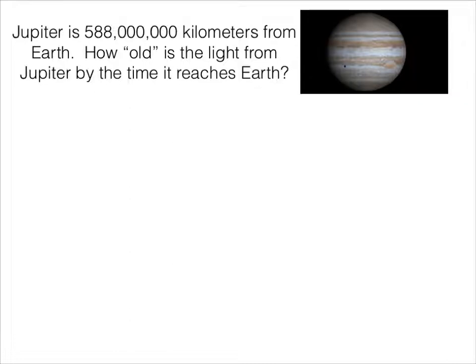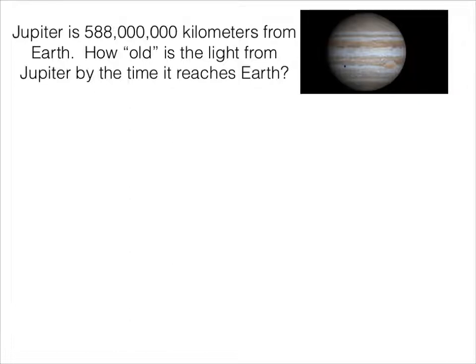Now let's look at this one more time. In the previous example, we were looking at the Horsehead Nebula, which is a huge distance away, and so it takes a long time for the light to travel that great distance. But what about Jupiter? How old is the light coming from Jupiter? Well, Jupiter is 588 million kilometers from Earth.